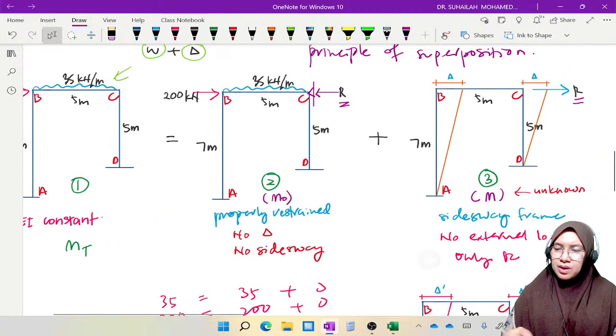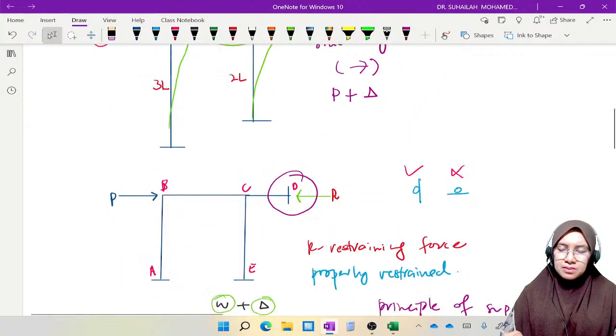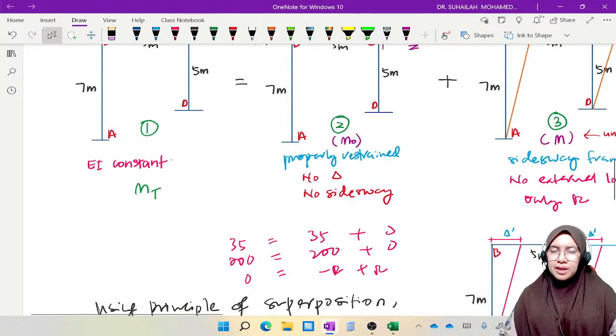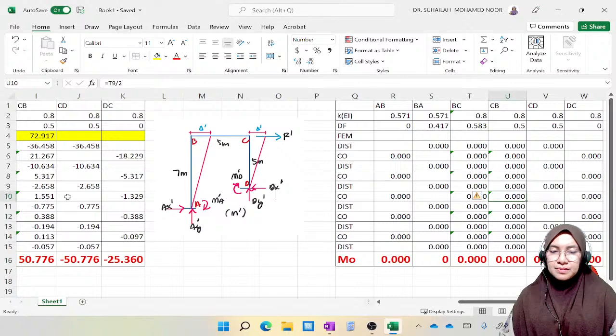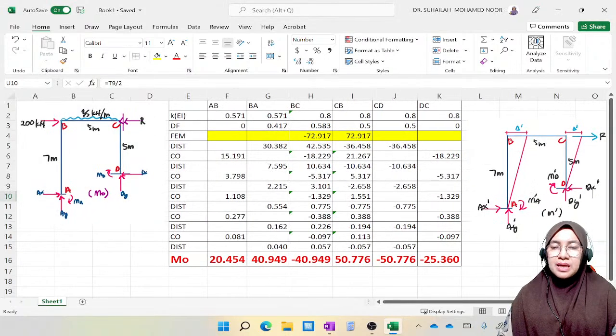Okay, wait, where did I put the EI? Okay, check in the table. I need to check in the Excel table. This one in K.